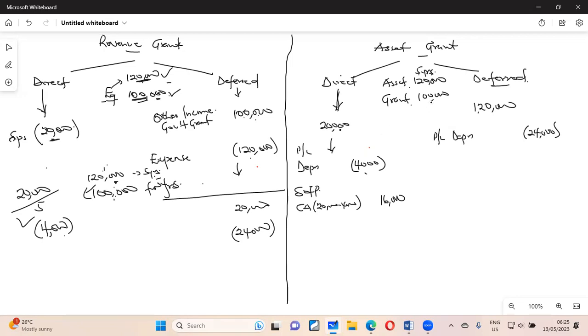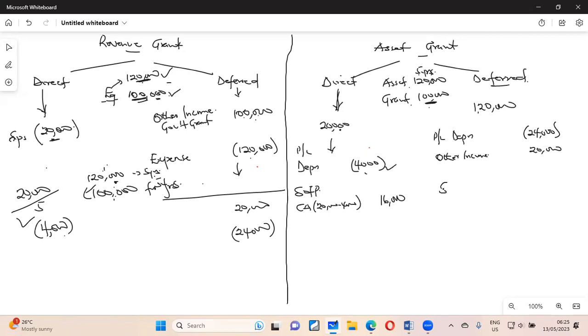But the grant that the government has given us, let's defer it. Where do you defer? And amortize it. So if you amortize, the grant will be 20,000. So you also record other income in the P&L for how much? 20,000, right? At the end of the day, you are still getting this.